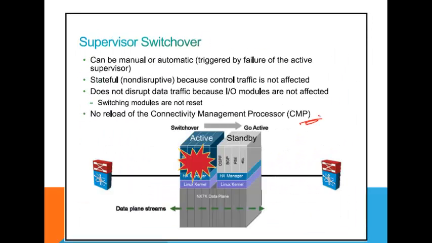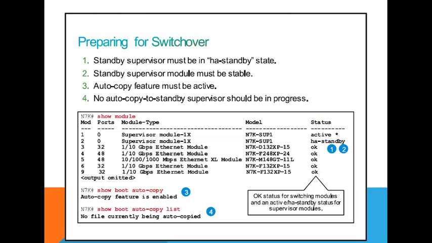Now, before we do switchover, we need to keep something in mind. We need to check whether there is a standby device in a high availability state. Before switching over from active to standby, we need to check whether there is some standby to take over as active. And we need to check whether we have all okay. Okay means all the IO modules are okay. There should be another supervisor module to take over. It should be in HA standby, high availability standby.